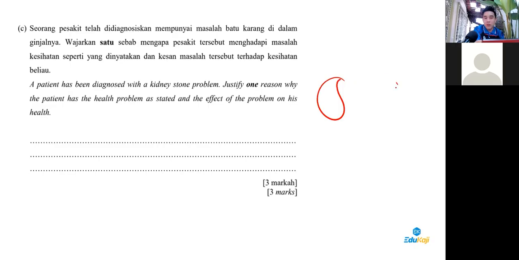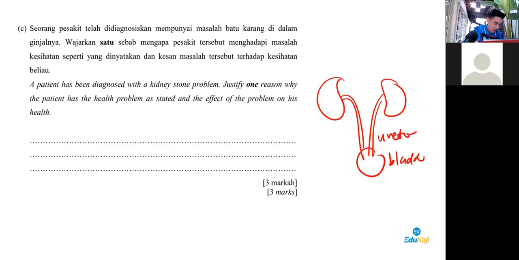Guys, you see, this is, let's say, your kidney. So this is the ureter joining to the bladder, and coming out of the bladder would be the urethra. So if there are kidney stones here, it will block. Guys, it will block.